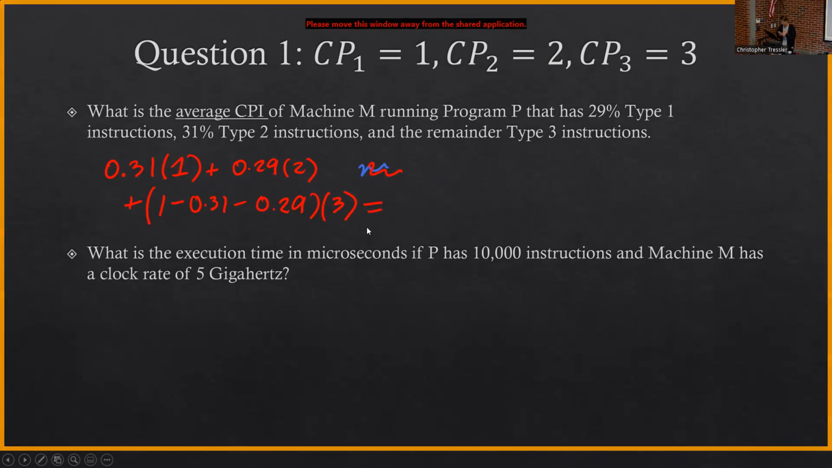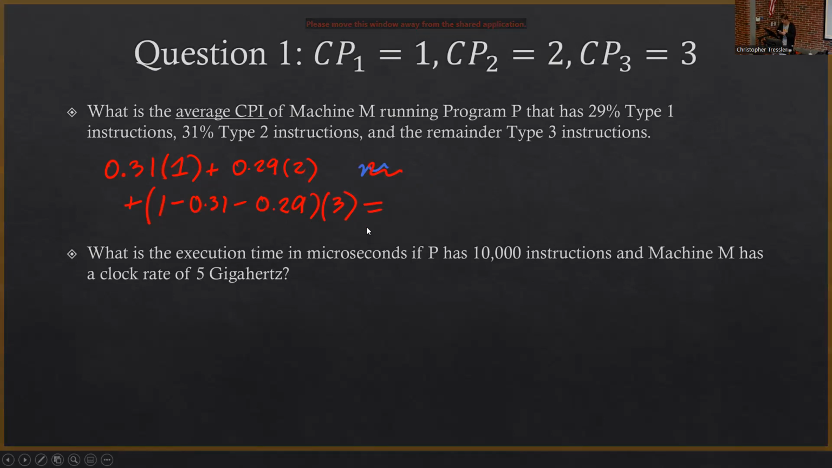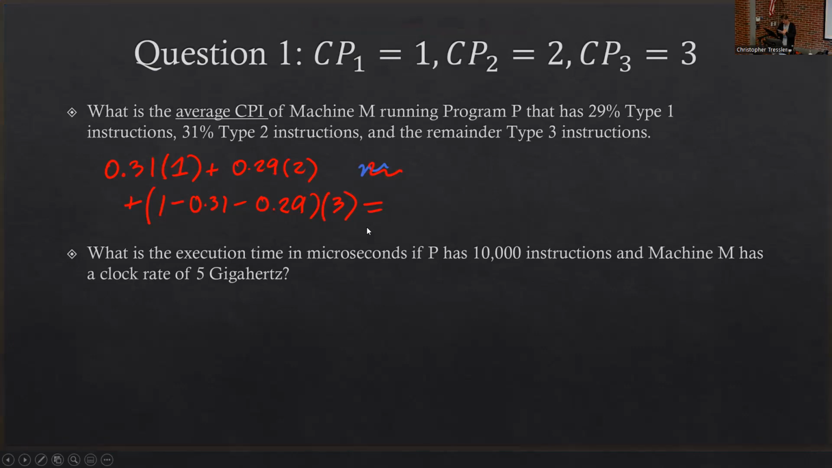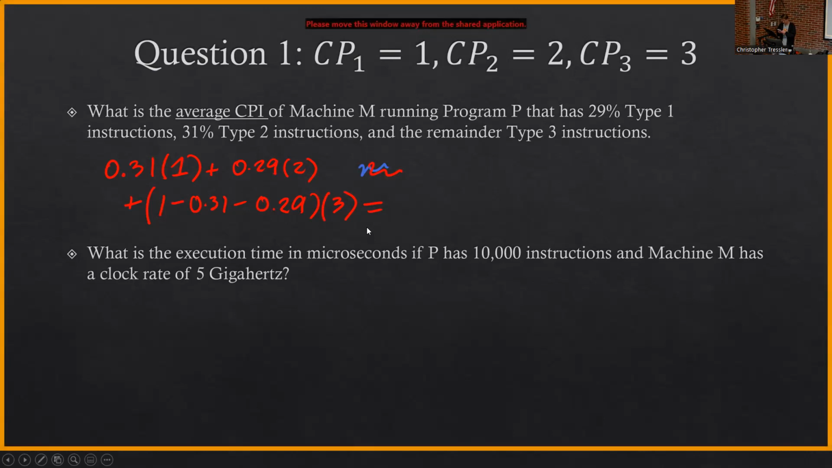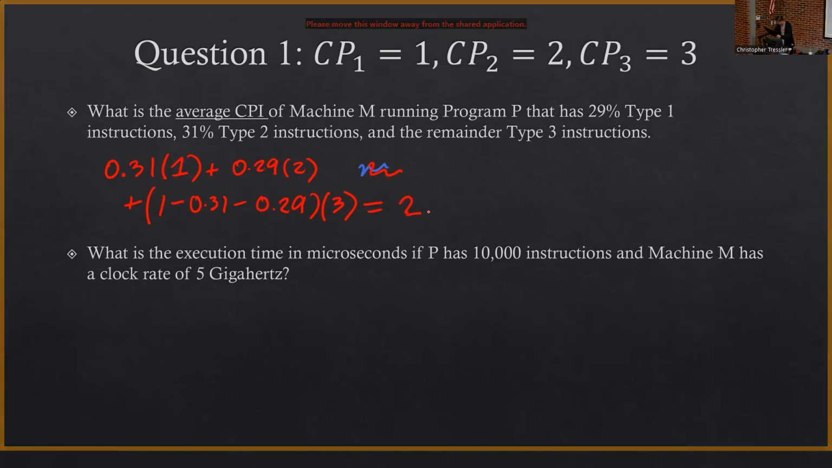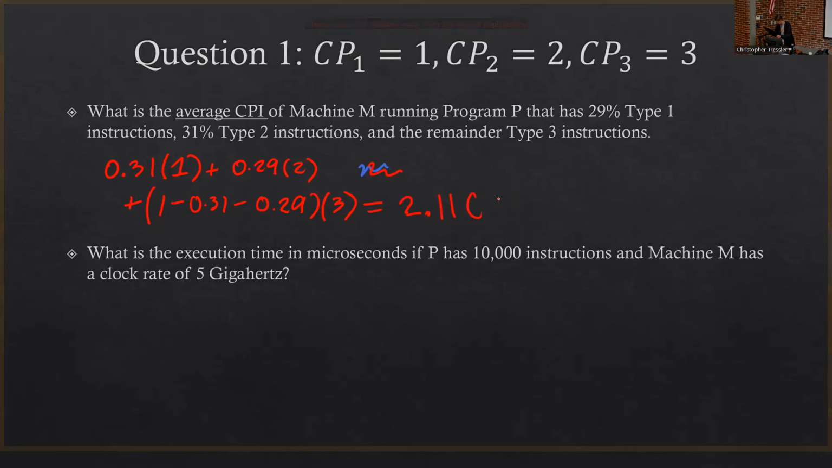Sound about right? Yeah. So 0.31 times 1 plus 0.29 times 2, and 1 minus 0.31 minus 0.29 times 3. Yeah, 2.11. Okay, so you get 2.11 CPI. I'm not sure what's with the mad delay on this all of a sudden, but it is what it is.